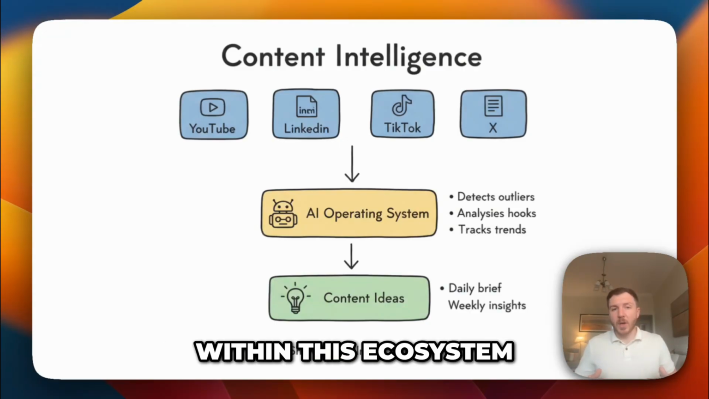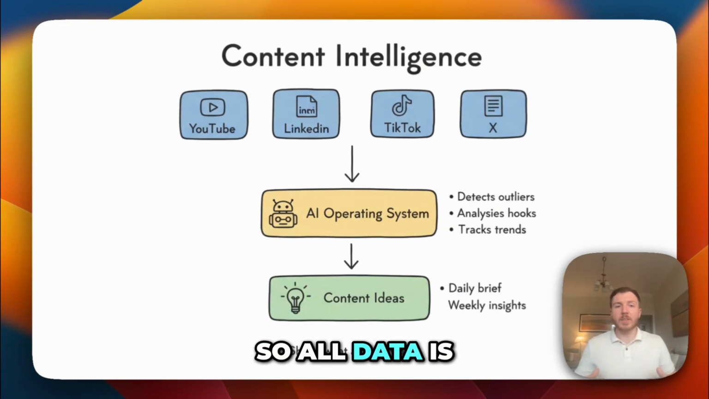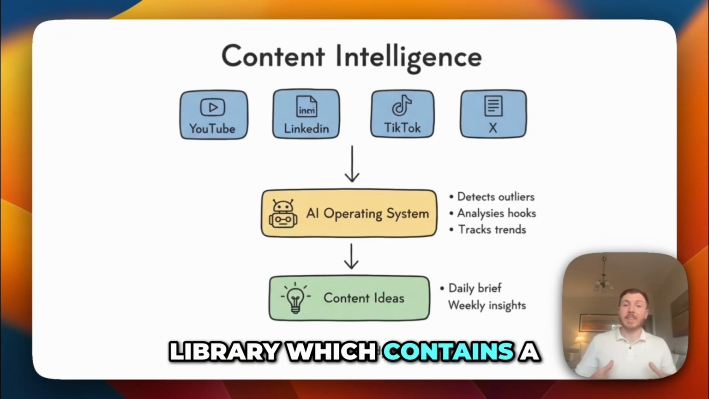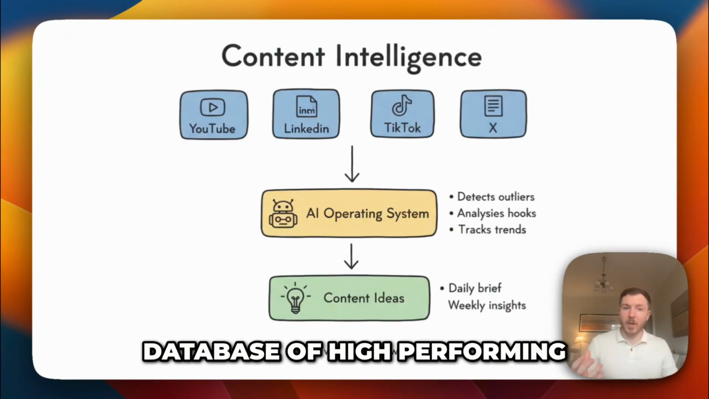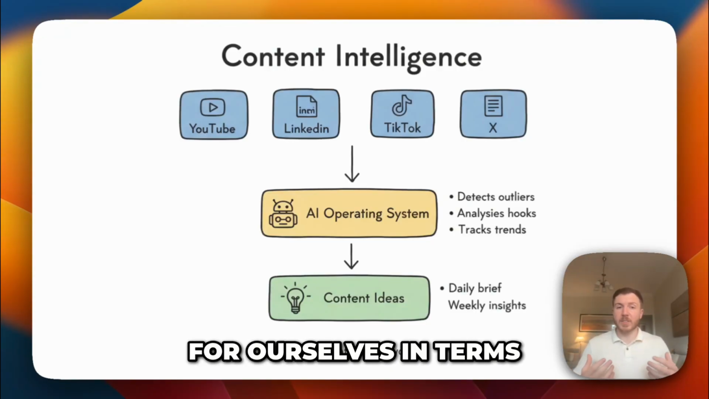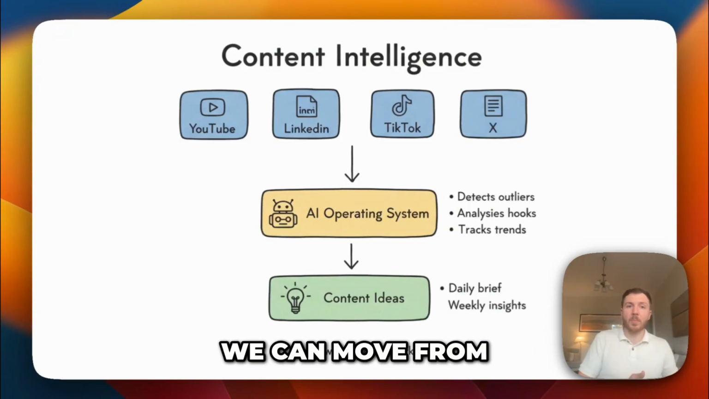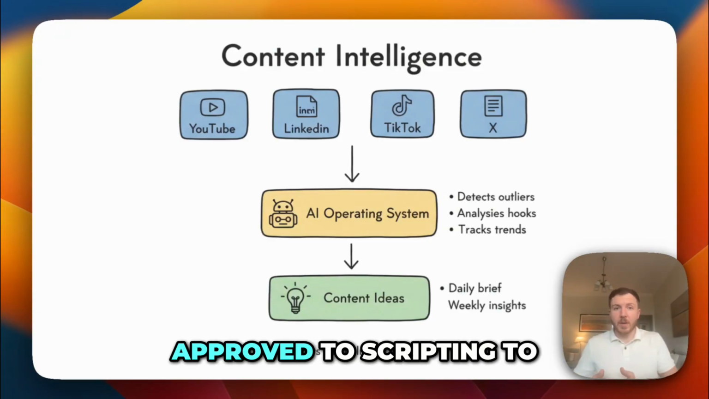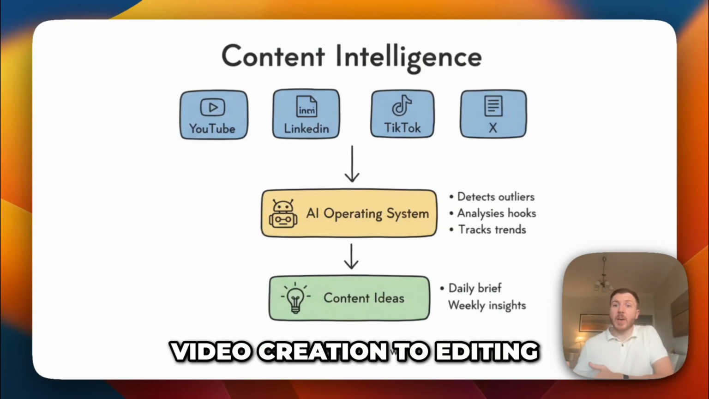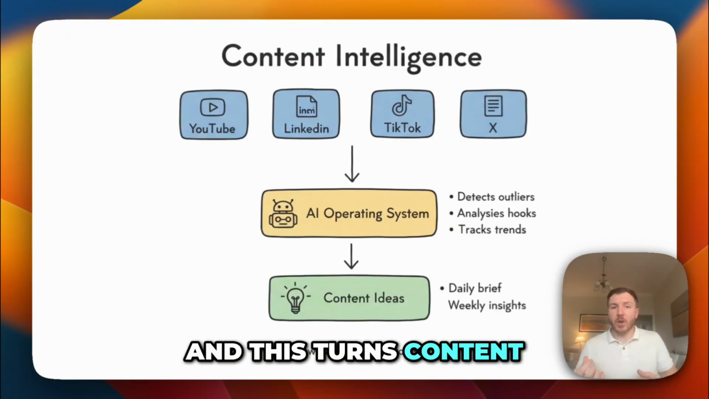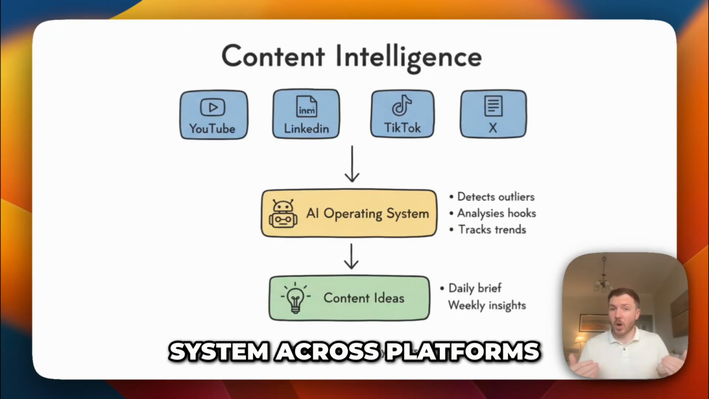Within this ecosystem, we also have a content hub. So all data is stored in a structured library, which contains a database of high-performing content and a pipeline for ourselves in terms of content ideas, which we can move from approved to scripting to video creation to editing and then ultimately to publishing. And this turns content creation into a repeatable system across platforms.